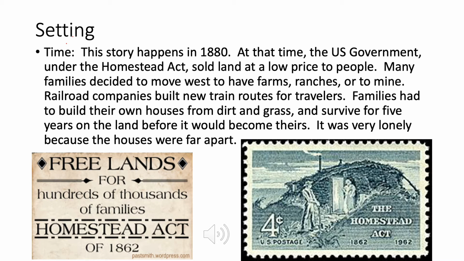At that time, the U.S. government, under the Homestead Act, sold land at a low price to people. Many families decided to move west to have farms, ranches, or to mine. Railroad companies built new train routes for travelers. Families had to build their own houses from dirt and grass and survive for 5 years on the land before it would become theirs. It was very lonely because the houses were far apart.